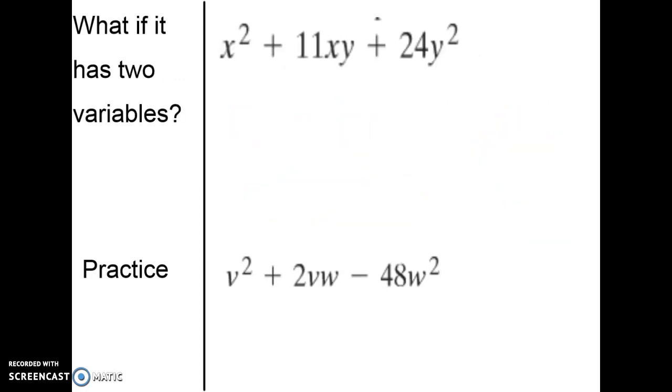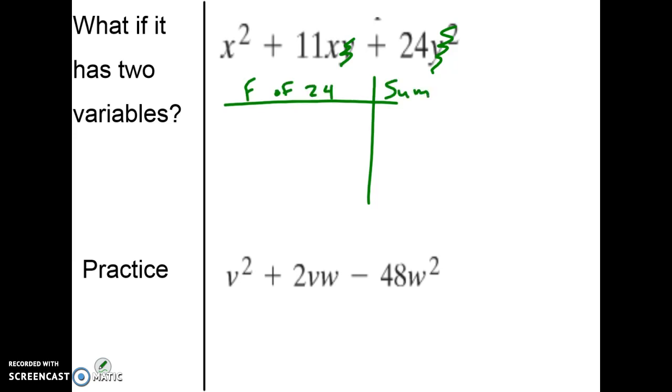We're going to move on to one last thing, and that's if we have two variables in our expression. There's a simple way of working around this, and basically that is to forget that the second variable exists for right now. So then what I'd be doing is finding factors of 24 that add up to 11. Well, 1 and 24 don't. 2 and 12, nope. 3 and 8 do though. So 3 and 8, those add up to 11.